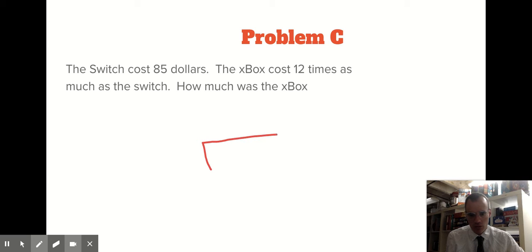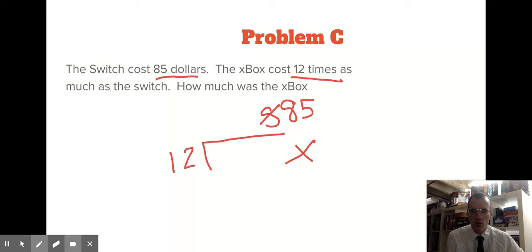So we're going to build our multiplication family. What is our times number? Our times number is 12, right? You can see it right there. It's 12 times. And then, what costs more, the Switch or the Xbox? In this case, it's the Xbox, so that's going to be our big number, and the Switch is our small number. Do we know how much one of these costs? We do. We know how much the Switch costs. $85. And then we're going to turn this into a multiplication. It's going to be 85 times 12.